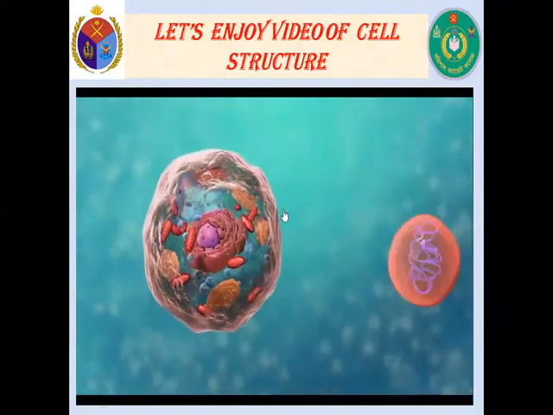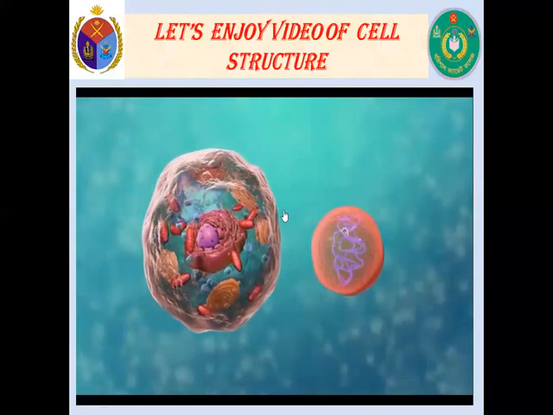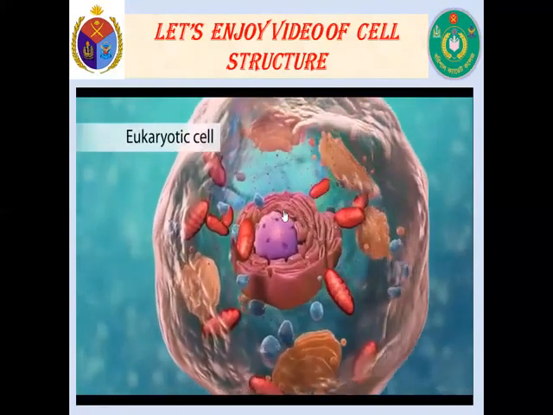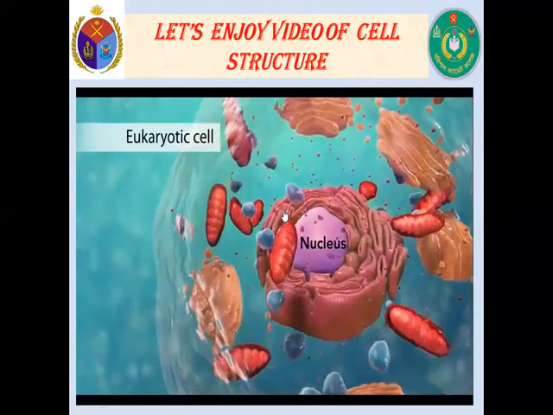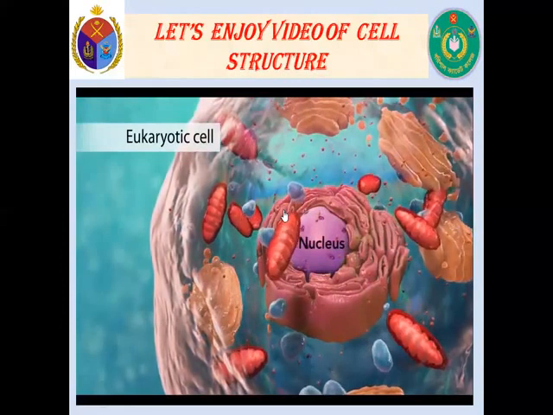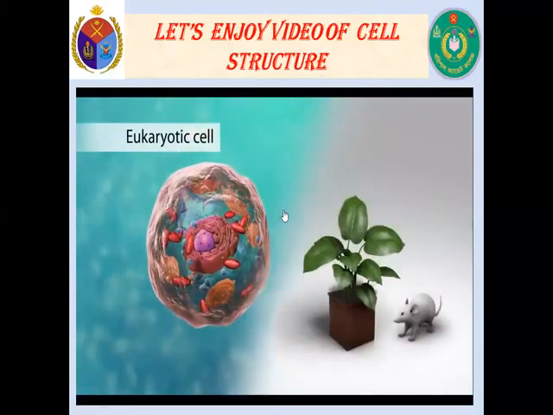There are two broad categories of cells. The first category is eukaryotic cells. They have organelles, which include the nucleus and other special parts. Eukaryotic cells are more advanced complex cells, such as those found in plants and animals.